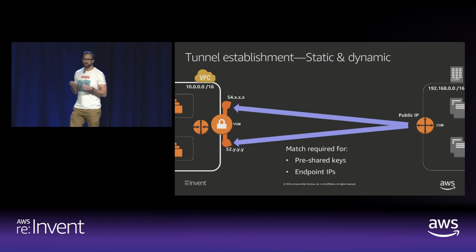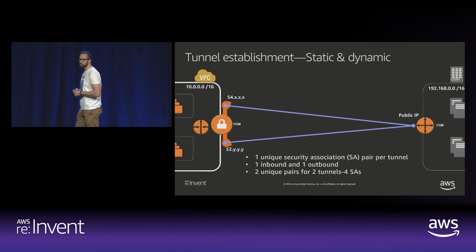We'll look at a couple of things. We'll make sure that the pre-shared keys you configured are matching on both sides, and that the endpoint IP addresses on both sides are also matching. So if you misconfigured your customer gateway, it has the correct pre-shared key, but the wrong IP address, the tunnel will not establish. OK, so if everything is correct, our tunnels will come up.